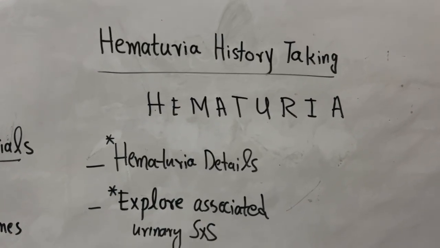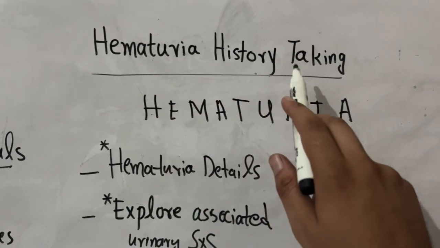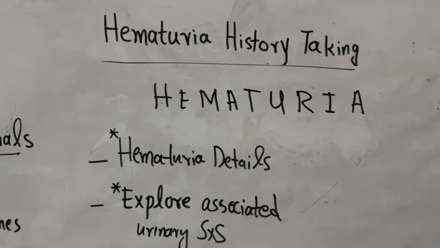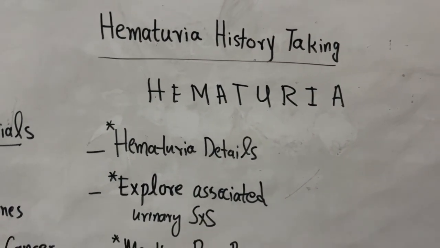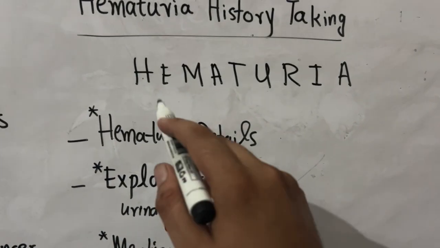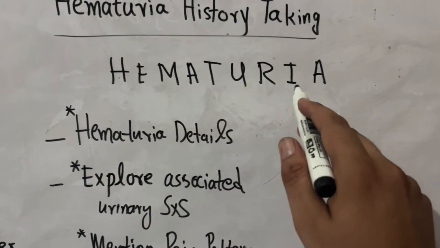Hello, let's talk about hematuria history taking. Hematuria is blood in urine. While taking a hematuria history, we can use this acronym, HEMATURIA.